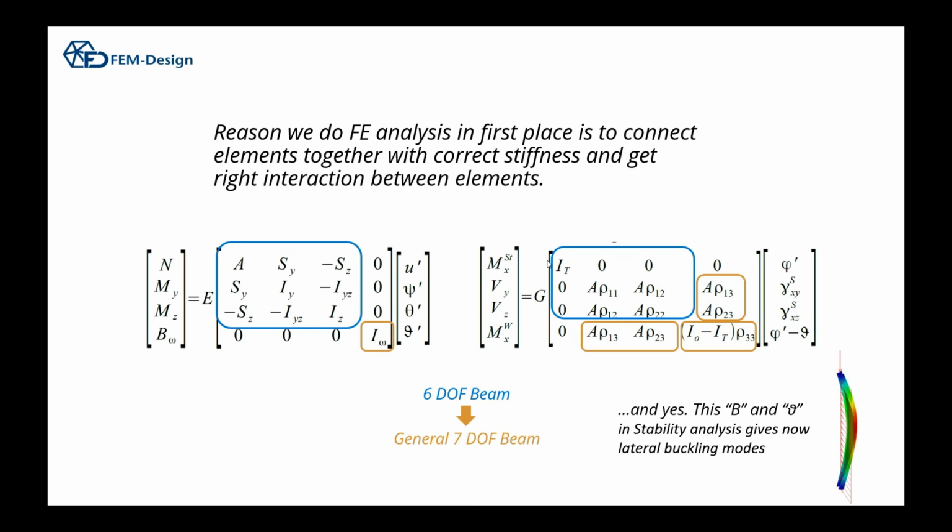And of course, we also get those fancy looking stability modes, lateral torsional buckling and combined stability modes. It's like a byproduct when we add this new thing to our beam models that we also get those. But that is not the main reason. The main reason is that we get the right stiffness for the finite elements.